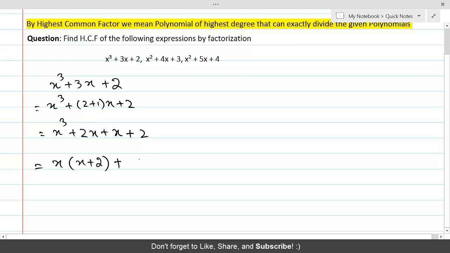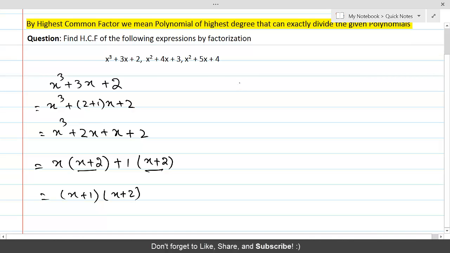And if there is nothing common, we can take 1 common. That will leave us x plus 2. And here now you can see that x plus 2 is a common factor. Therefore x plus 1 and x plus 2, which was taken common. So this is the factorized form of one of the polynomials.